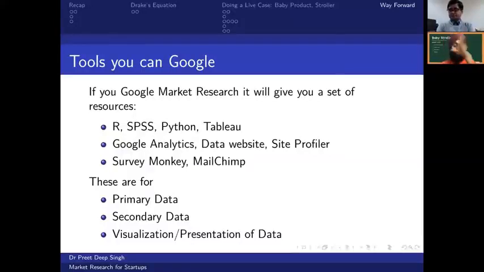Using these tools is like one complete session for each tool. But again, I will come back to the same question. All these tools are useless if you do not have the right questions. You have to ask these questions. The only thing a machine can't do, a machine can't ask you questions. A machine can answer. So you need to know what to ask.